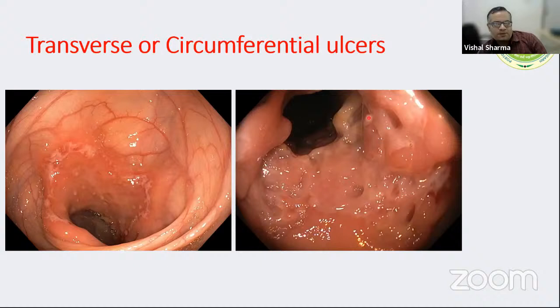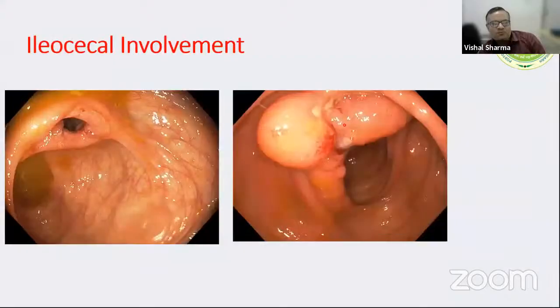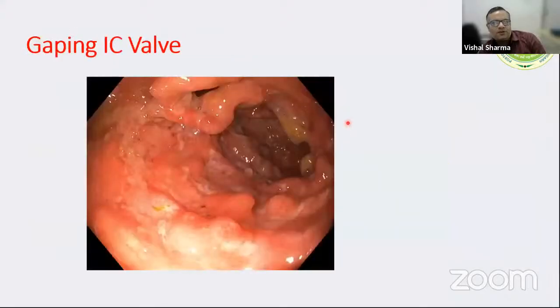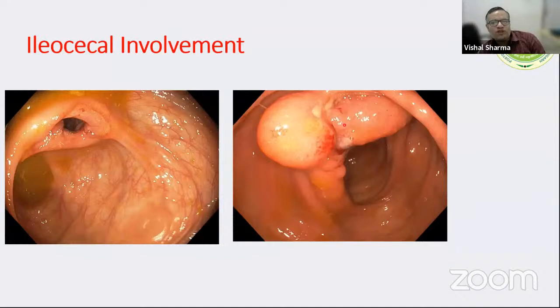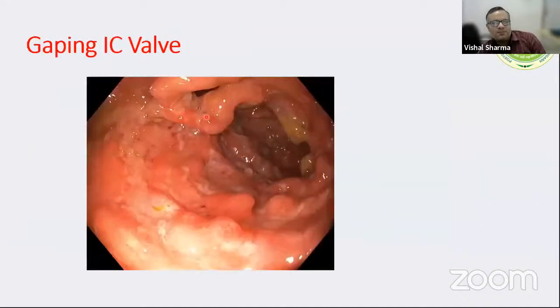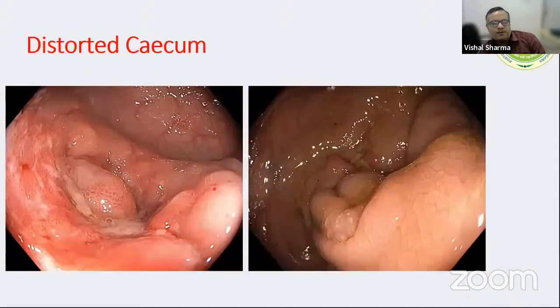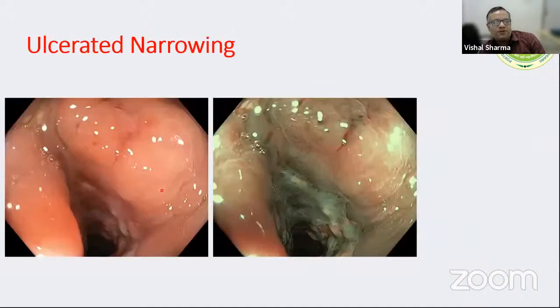Now you can have these rounded ulcers, which are perpendicular to the lumen or around the lumen. Circumferential ulcers more favor TB. Again, more favoring tuberculosis. A gaping ileocecal valve favors tuberculosis. Involvement of the cecum, right-sided involvement favors tuberculosis. Distorted cecum, pulled up cecum, all of these favor tuberculosis.